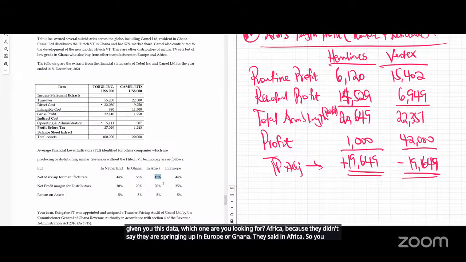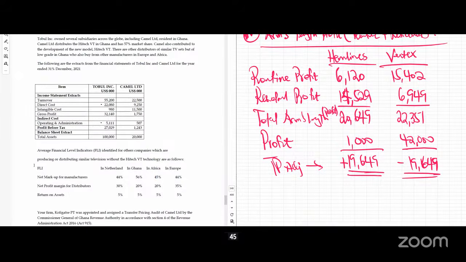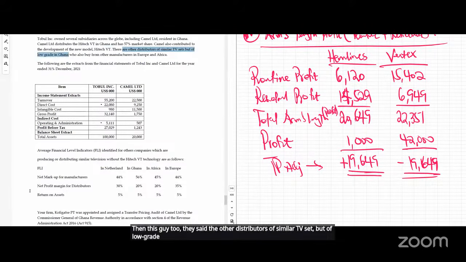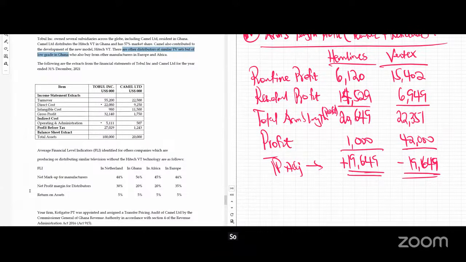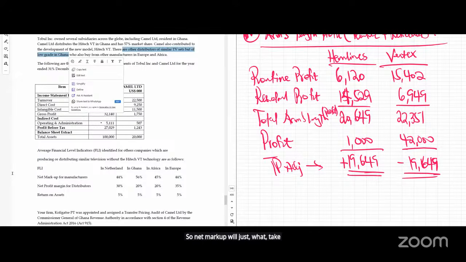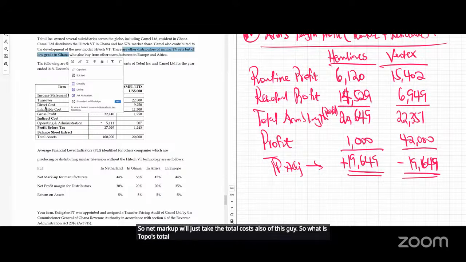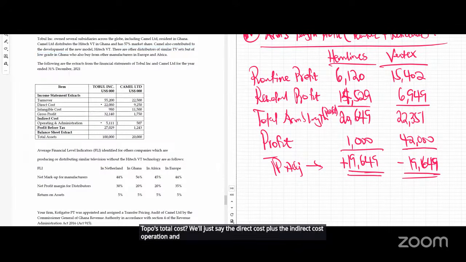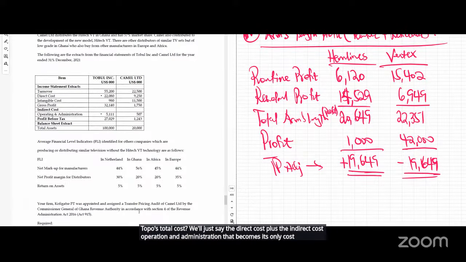Africa. 45%. Then this guy too, they said the other distributors of similar TV set but of low grade in Ghana. So net profit margin for distributors will use what? Ghana. Okay. 20%. So net markup will just what? Take the total cost of this guy. So what is Tobo's total cost? We'll just say the direct cost plus the indirect cost, operation and administration. That becomes its only cost, right? Then we apply the what?